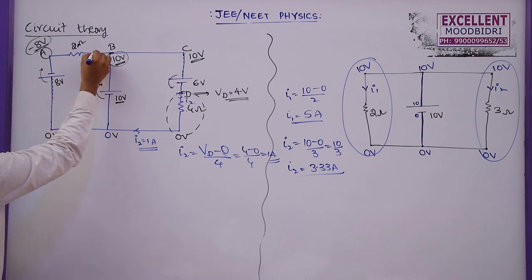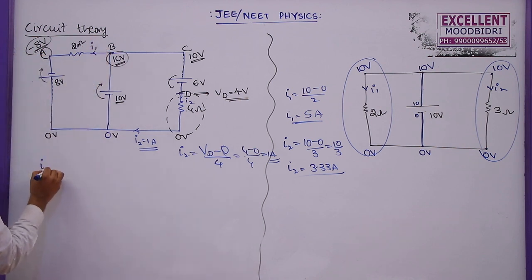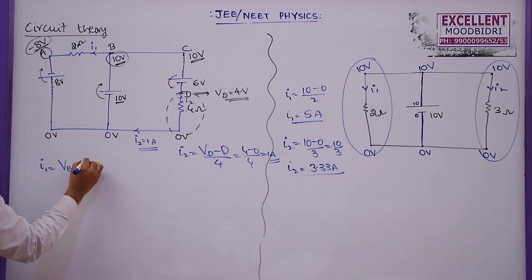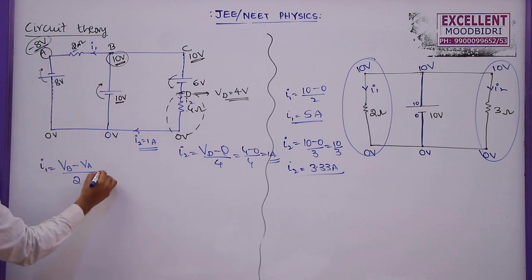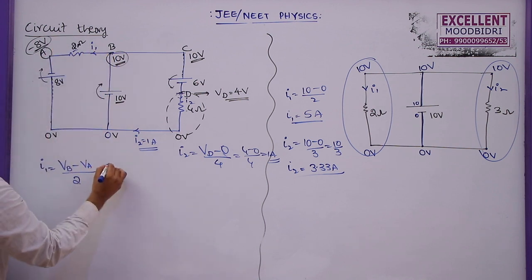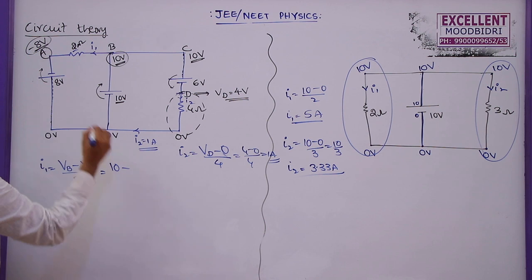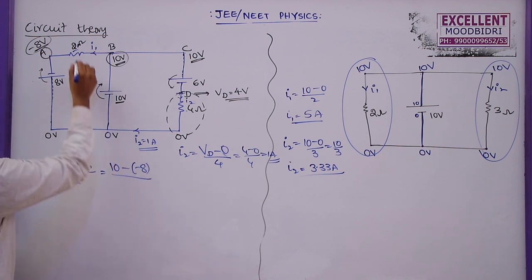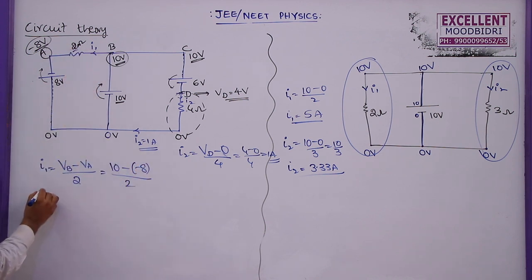So here I am going to find the current as I1. I1 is given by VB minus VA by the resistance between these two, which is 2 ohms. What is VB? That is the high potential, 10, minus of minus 8, by the resistance between these two, which is 2. So I1 is equal to 18 by 2. So this is 9 amperes.